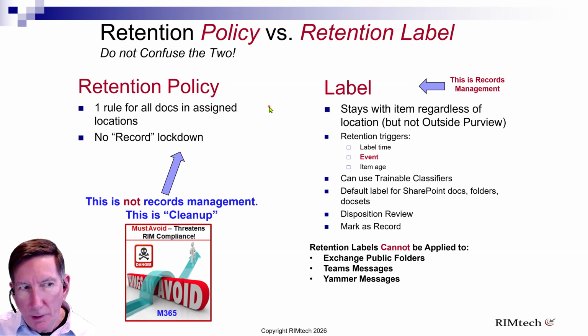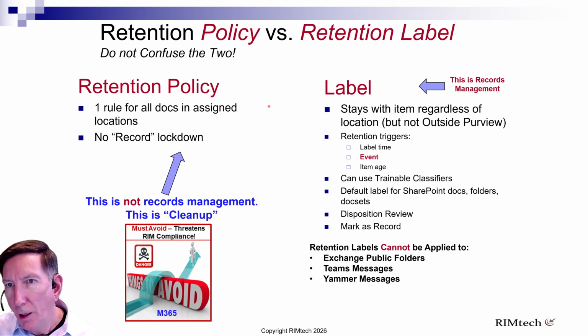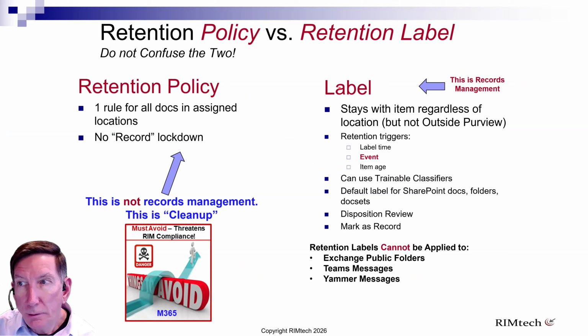Now, there's a lot of policies going on in Purview and a lot of labels. So what's the difference? You can have a retention policy, which is a rule. Example, keep 5 years, then destroy. You can have a label, which is a rule, and it can say, keep 5 years and destroy. Both are doing exactly the same thing, but you have to know the difference.